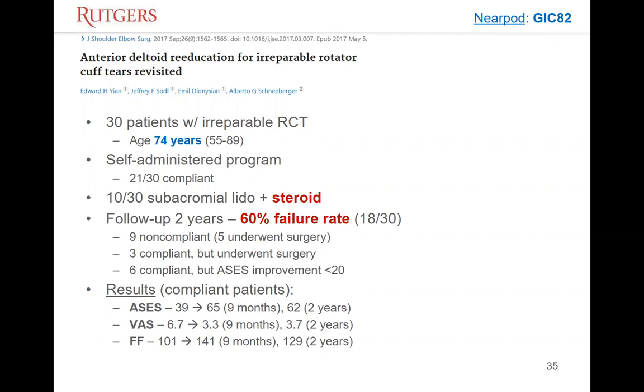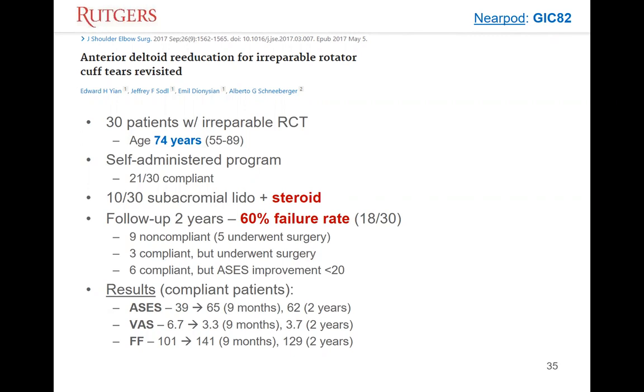At follow-up, only 21 of the 30 patients had been compliant with the program due to pain and persistent symptoms, and 5 of the non-compliant patients and 3 of the compliant patients went on to have surgery, leaving only 18 patients who actually completed the program. And then 6 of those who did complete the program didn't have adequate improvements in their ASES score to count as a success. So overall, they reported only a 40% success rate.